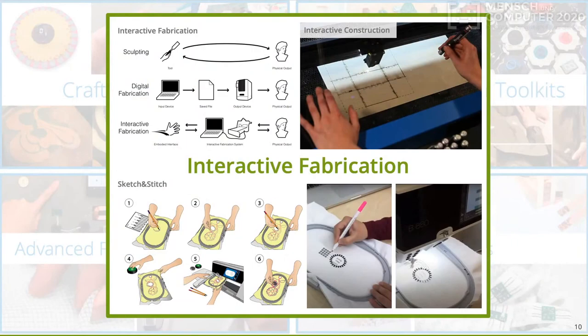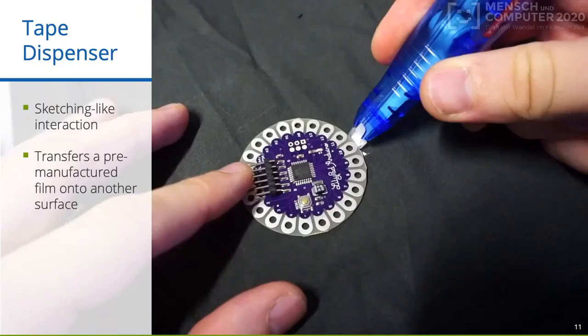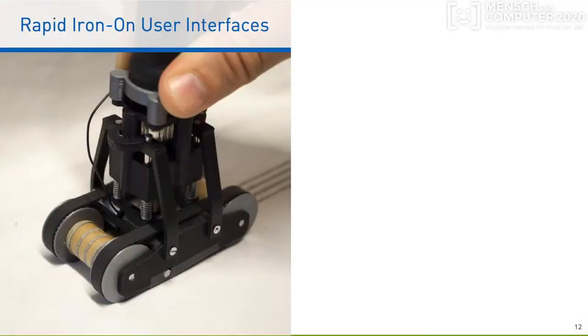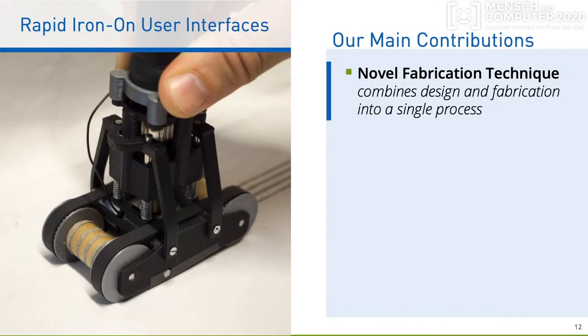In addition, interactive fabrication approaches focus on sequential or concurrent processes where the design and the fabrication process take place almost at the same time. These approaches often involve interactive handheld design tools. For instance, Sketch and Stitch combines the design of components by sketching and the fabrication by using an automated embroidery machine. But how can we design a handheld tool that allows to directly apply a variety of e-textile components onto textiles? Inspired by the sketching-like interaction of handheld correction tape or packaging tape dispenser, we introduce Rapid Iron-on User Interfaces, a novel fabrication technique to combine design and fabrication into a single process.